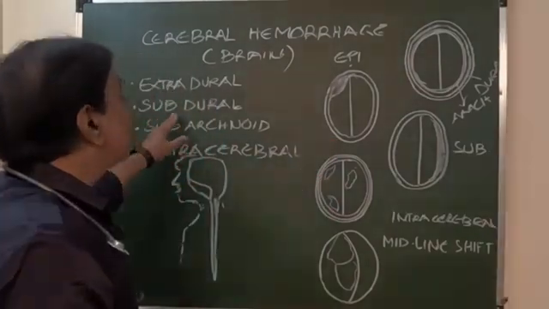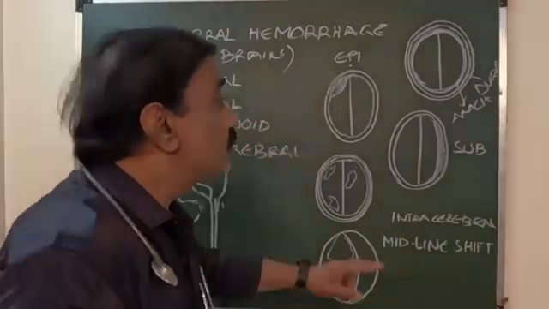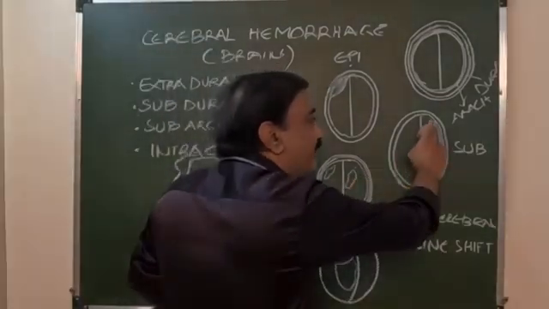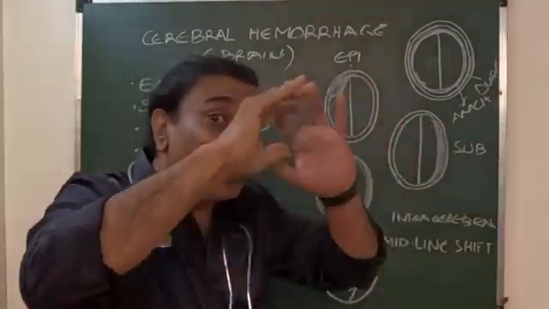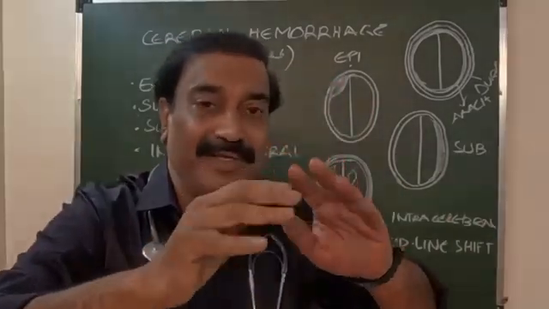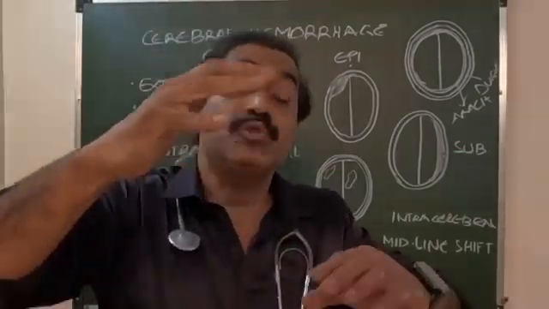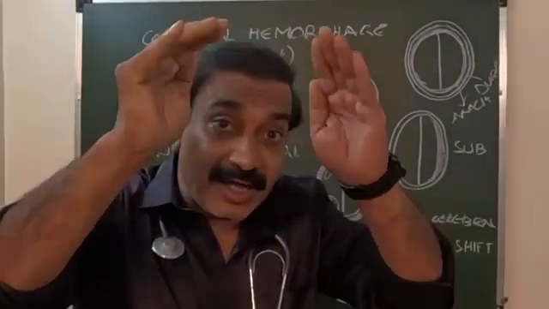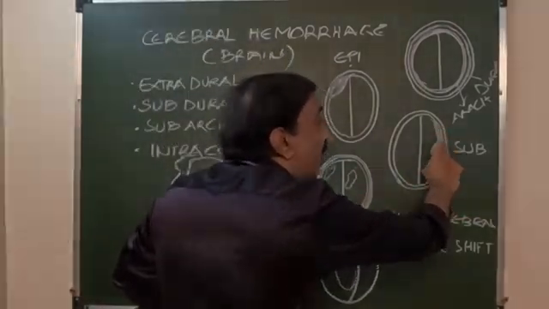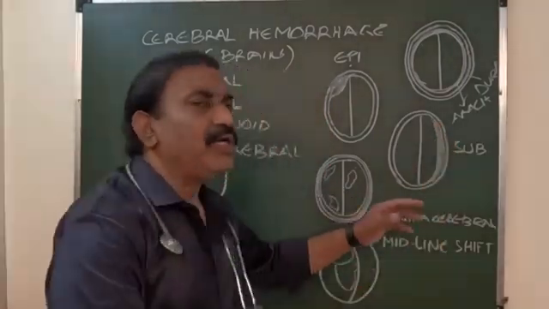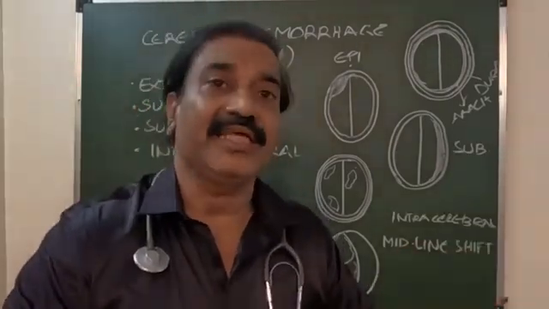And number two, subdural bleeding or subdural hematoma. Hematoma means clot. So this is below the dura. Dura is a covering, we know it. Brain, CSF, subarachnoid, and then dura. So below the dura, the cover of the brain, this is the subdural hemorrhage. This is what I heard happened to our Sri Sadguru recently.